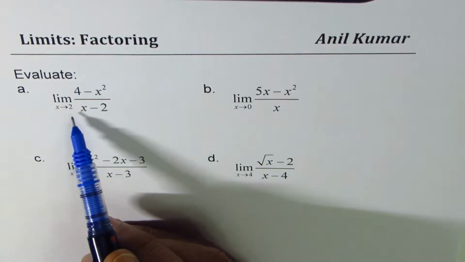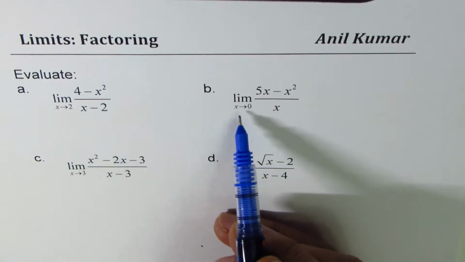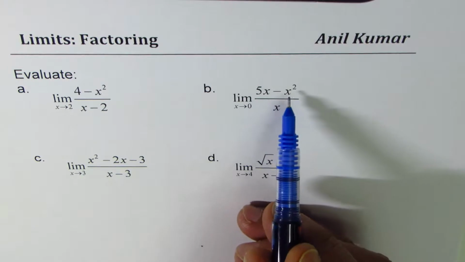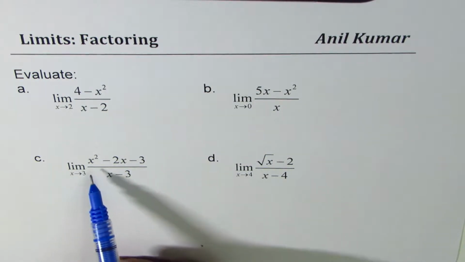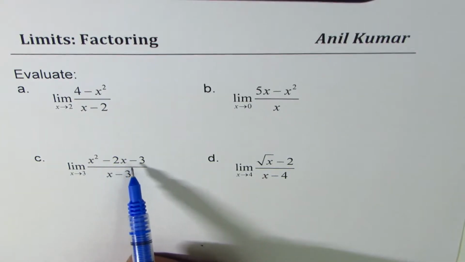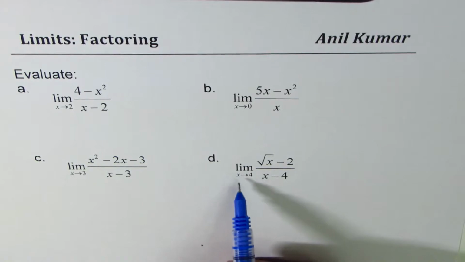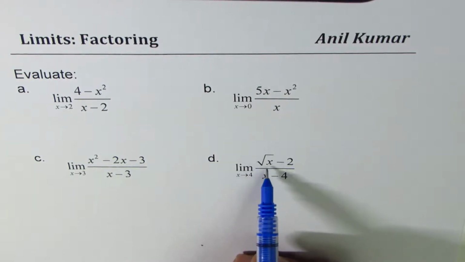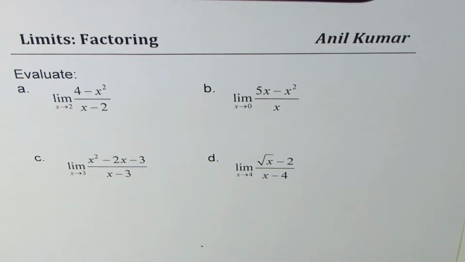Limit when x approaches 2 for 4 minus x squared divided by x minus 2. Limit when x approaches 0, 5x minus x squared divided by x. Limit when x approaches 3 for x squared minus 2x minus 3 divided by x minus 3. And limit when x approaches 4 for square root of x minus 2 divided by x minus 4.